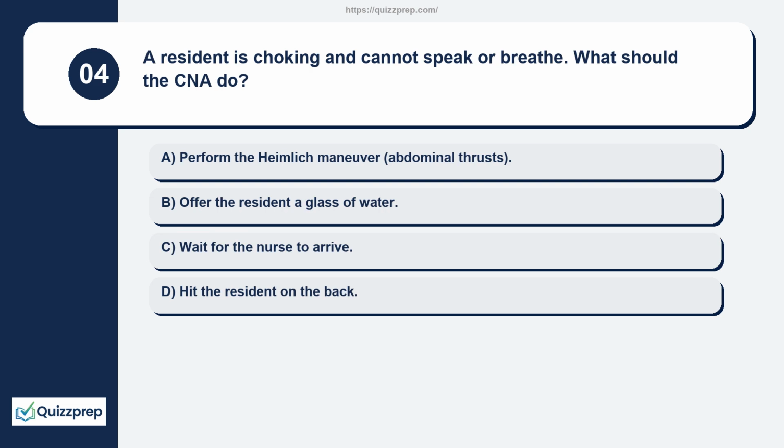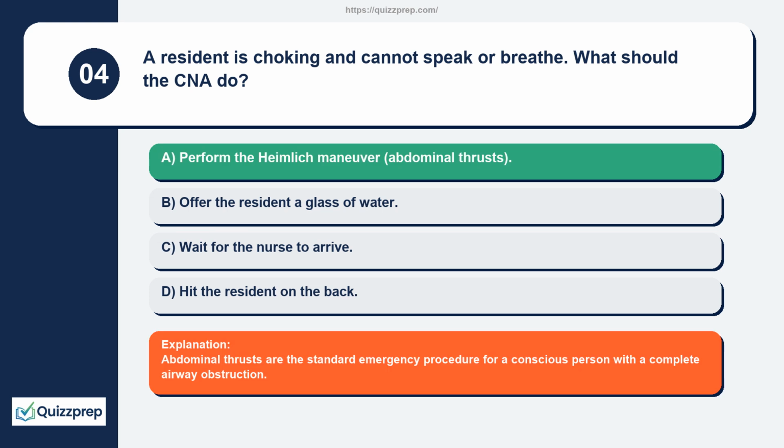Question 4. A resident is choking and cannot speak or breathe. What should the CNA do? Perform the Heimlich maneuver, abdominal thrusts. Offer the resident a glass of water. Wait for the nurse to arrive. Hit the resident on the back. Abdominal thrusts are the standard emergency procedure for a conscious person with a complete airway obstruction.